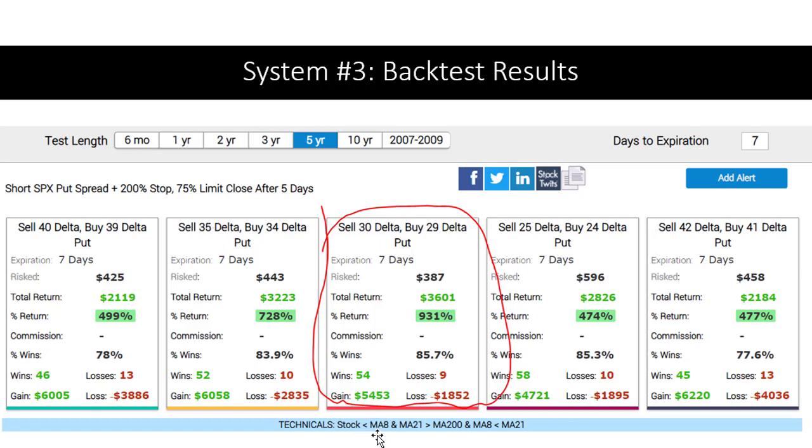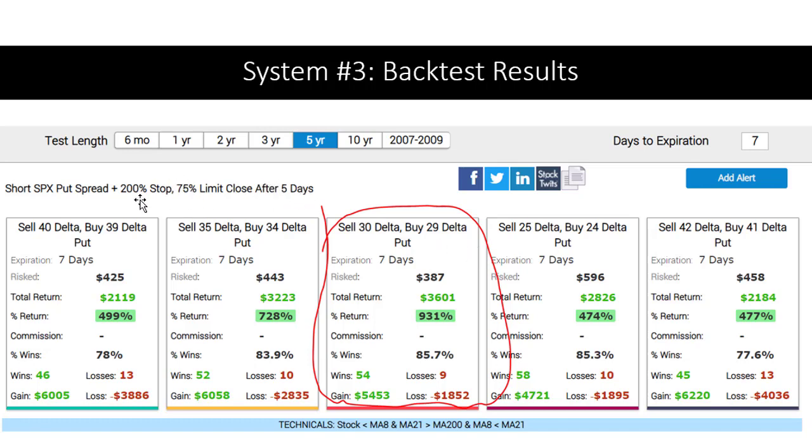So the stock is below the 8, the 21 is above the 200, so we're not completely bearish, and the 8 is below the 21. So we're going to sell bull put spreads at around delta 30. We're able to collect a little bit more profit. This was more profitable than 50%.